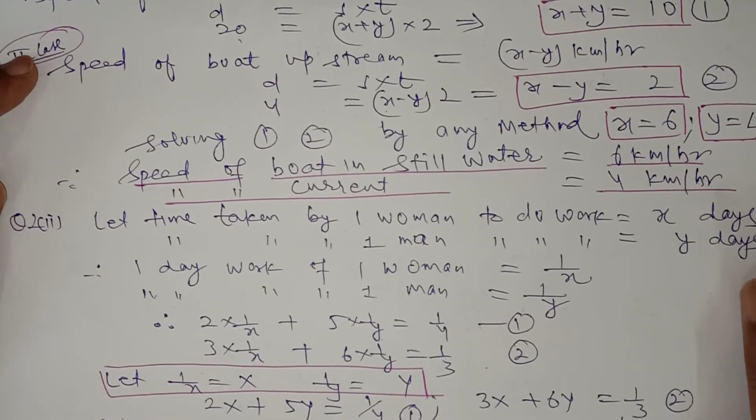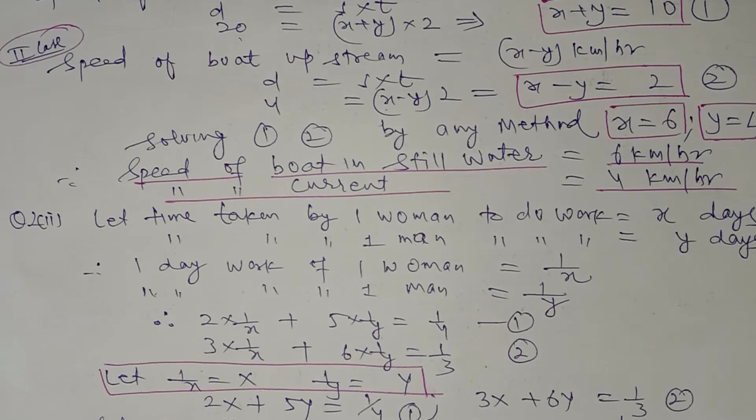Now in the second part of this question number 2, it is given that 2 women and 5 men can do the work in 4 days, and 3 men and 6 women complete the work in 3 days. You have to find how many days 1 woman and 1 man take to complete the work.